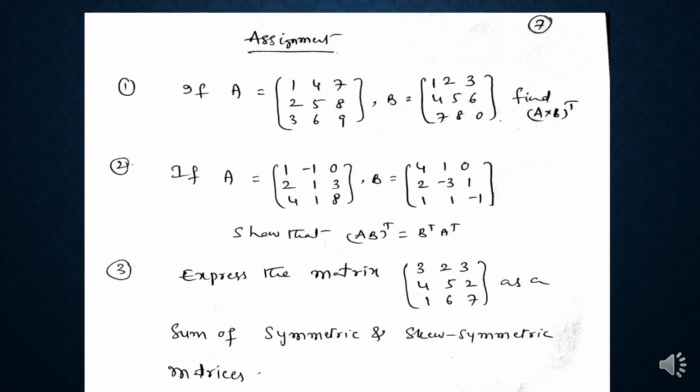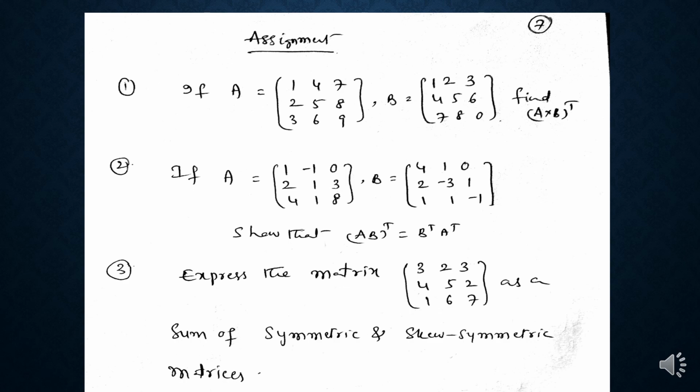If A is equal to [1 minus 1 0; 2 1 3; 4 1 8], B is equal to [4 1 0; 2 minus 3 1; 1 1 minus 1]. Show that AB whole transpose is equal to B transpose into A transpose. To show this, take A and B, multiply AB and take the whole transpose. Keep it aside. Now take the RHS. In the RHS we have B transpose into A transpose. By taking B transpose into A transpose, we will get the same solution. So both sides are equal.